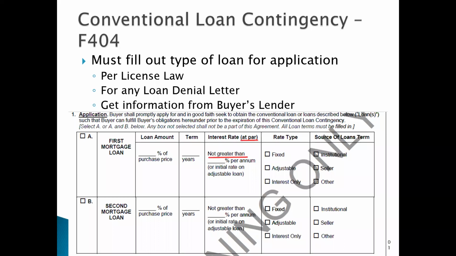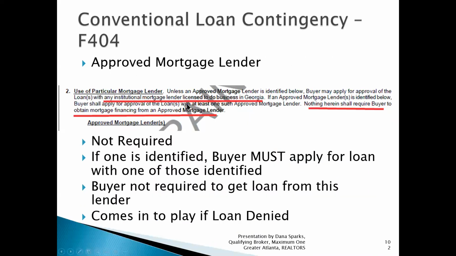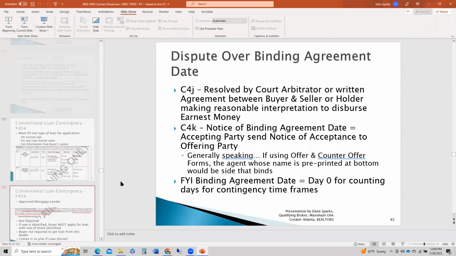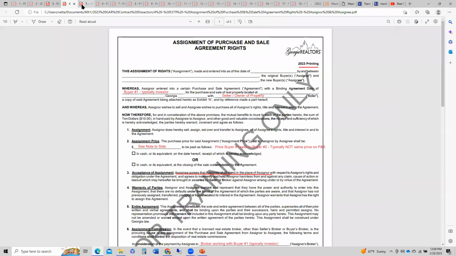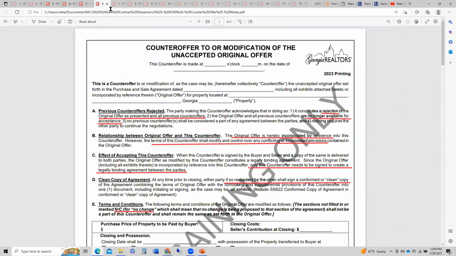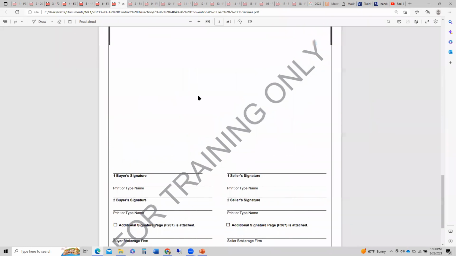Conventional loan contingency exhibit. Again, per license law, if you are an agent and the contract for real property is subject to financing, it is a license law violation to leave any of this information blank. So make sure you fill it out. In 2023, GAR added this phrase under interest rate not greater than blank %. Let me just show you quickly what the form looks like. That's the assignment, that's the counter offer.